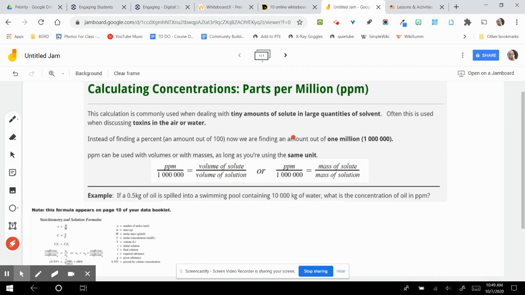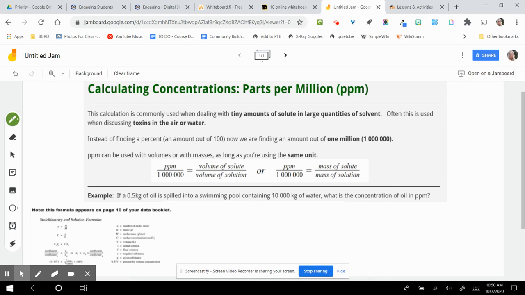Now, speaking of formula, your formula for this is on page 10 in your data booklet. And if you're just finding parts per million, I would use the data booklet formula. It's really straightforward. If you are given the parts per million and you need to try and find like the volume of a solute or the solution, then I would use this formula because it's set up so nicely to do the cross multiplying.